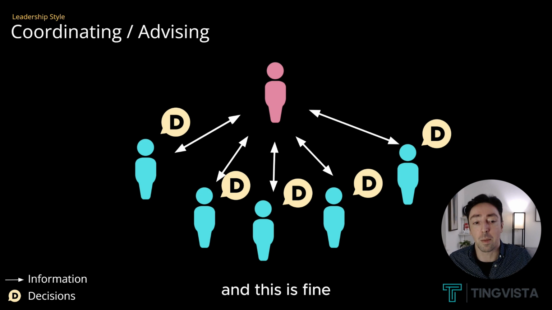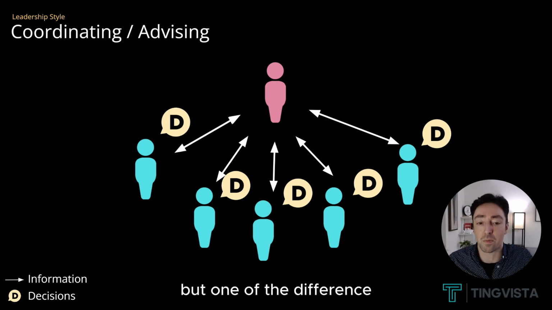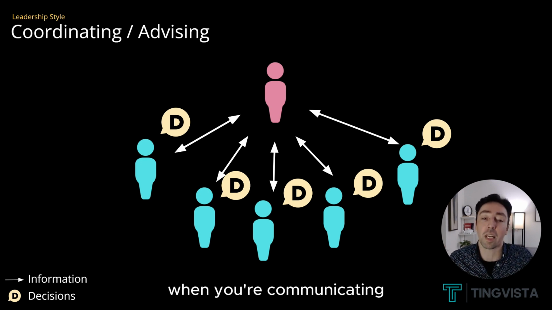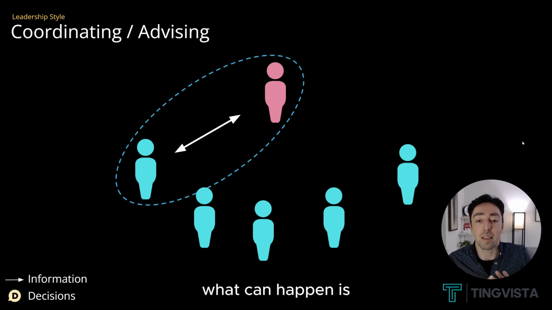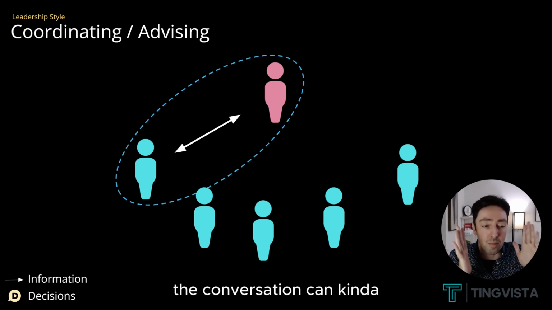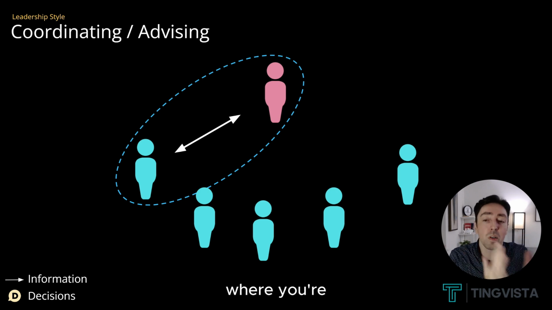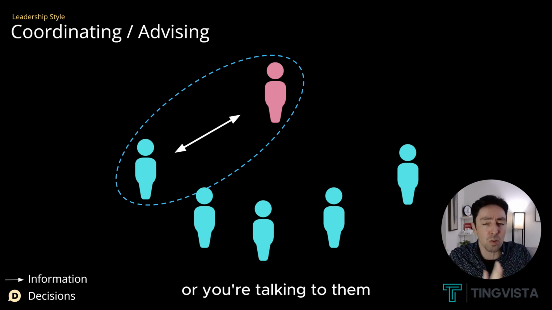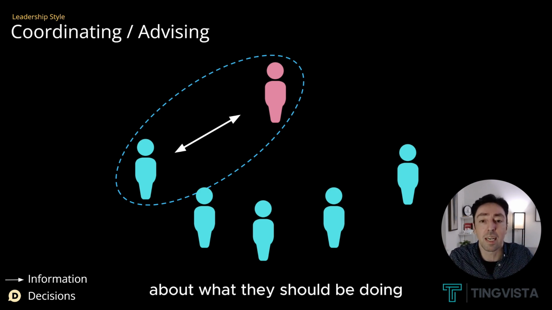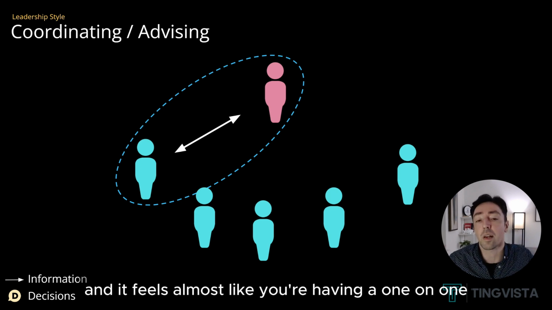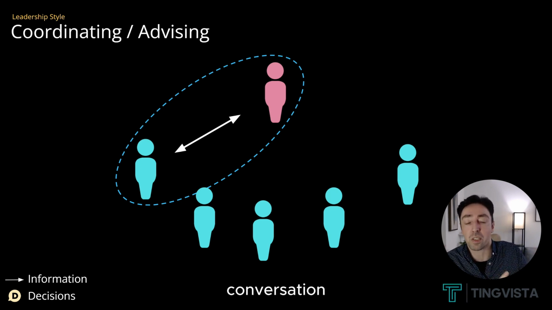And this is fine. But one of the differences between this and some of the other modes we're going to look at is, when you're communicating with the whole team, a lot of times the conversation can narrow in scope, where you're getting status from them, or you're talking to them about what they should be doing, and it feels almost like you're having a one-on-one conversation in the meeting.